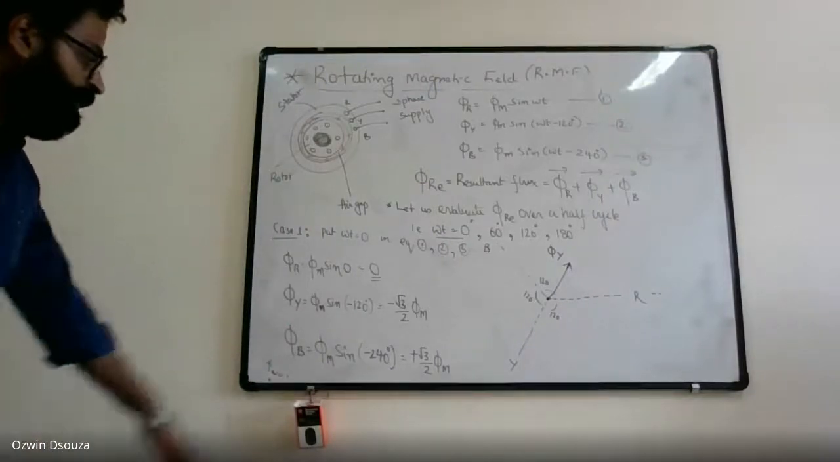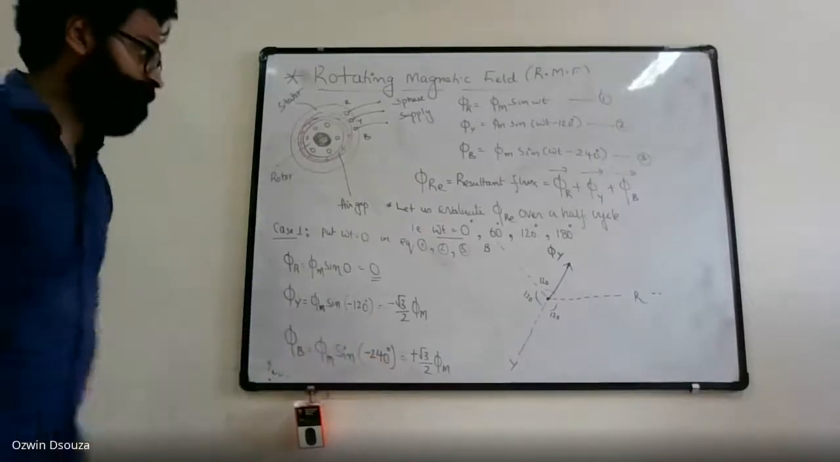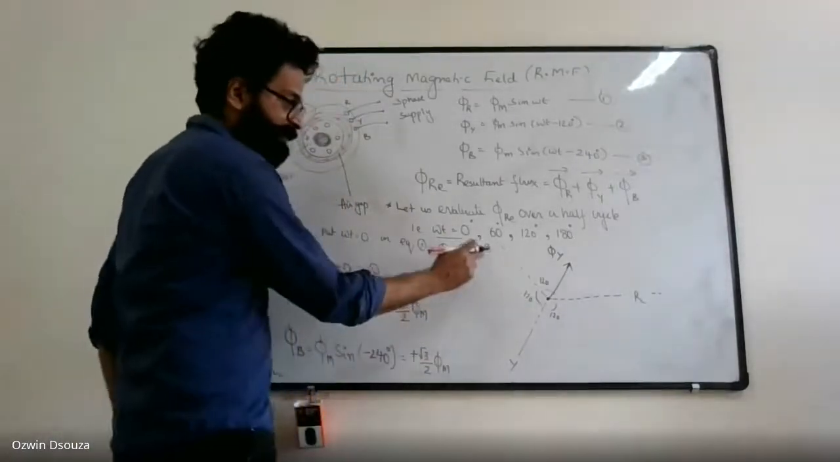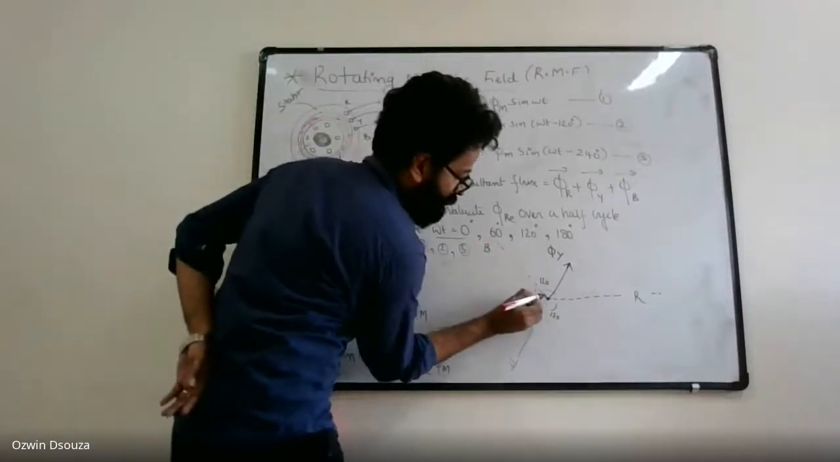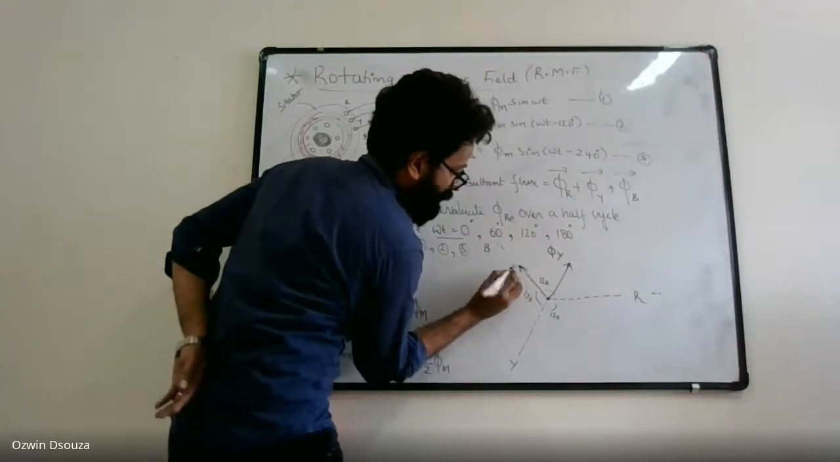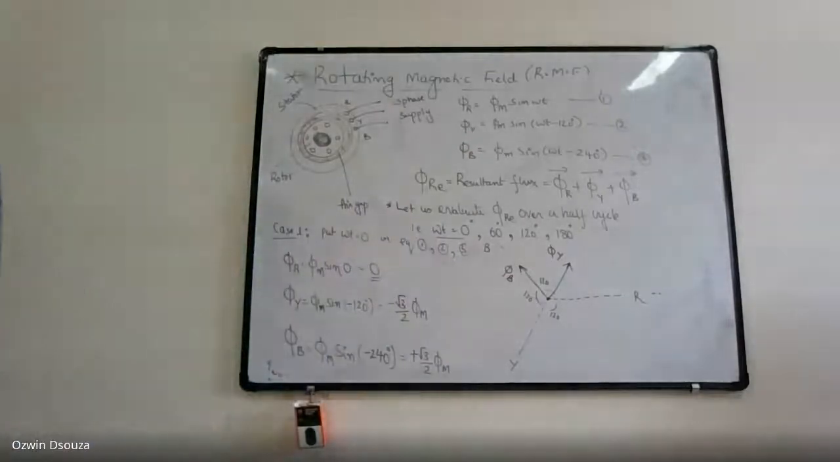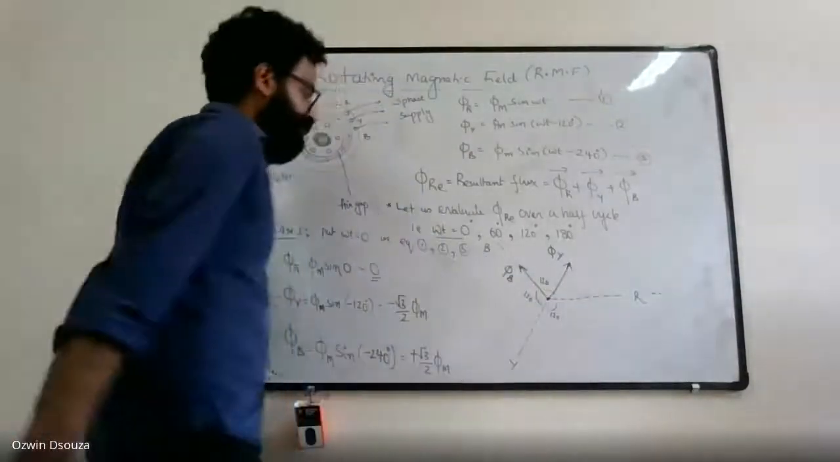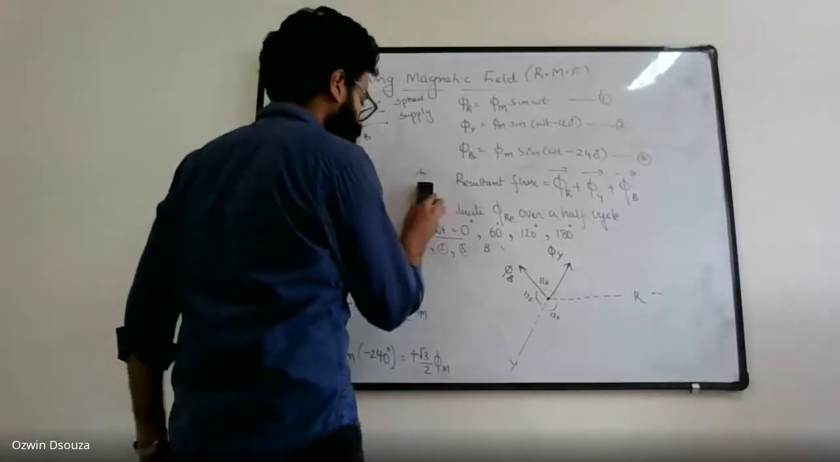And what is phi b? Phi b is plus root 3 by 2 phi m. So the positive axis of b is already present, so we'll have to just mark phi b. And if you resolve phi b and phi a, you will get the resultant value phi r e.